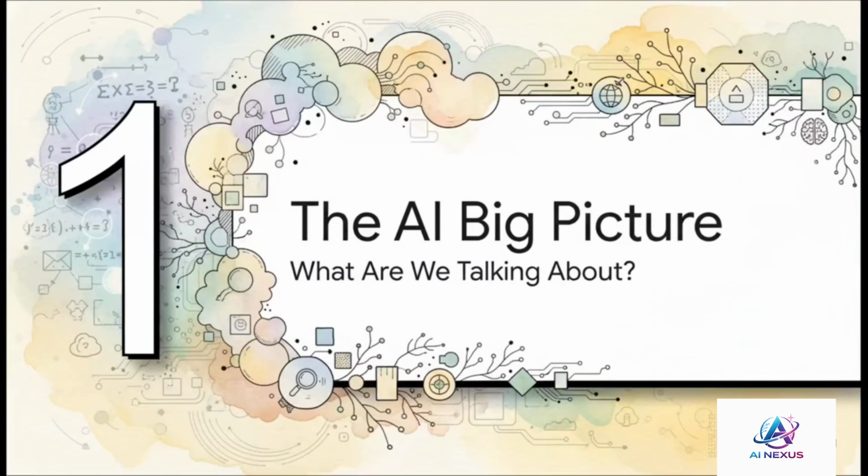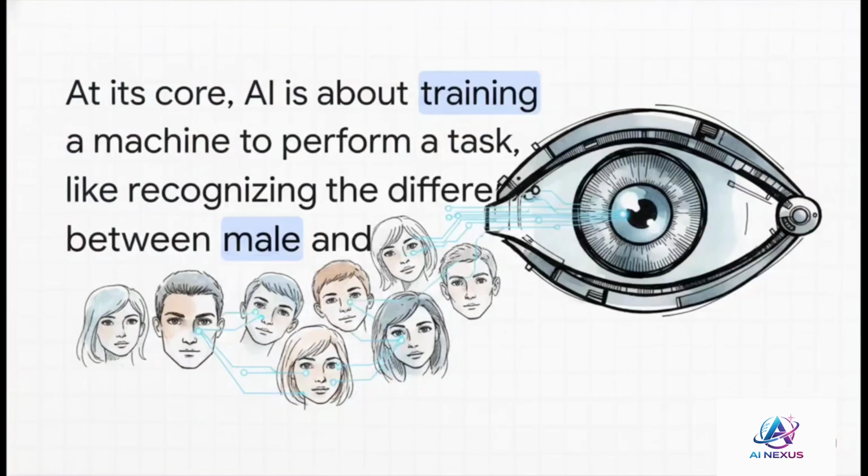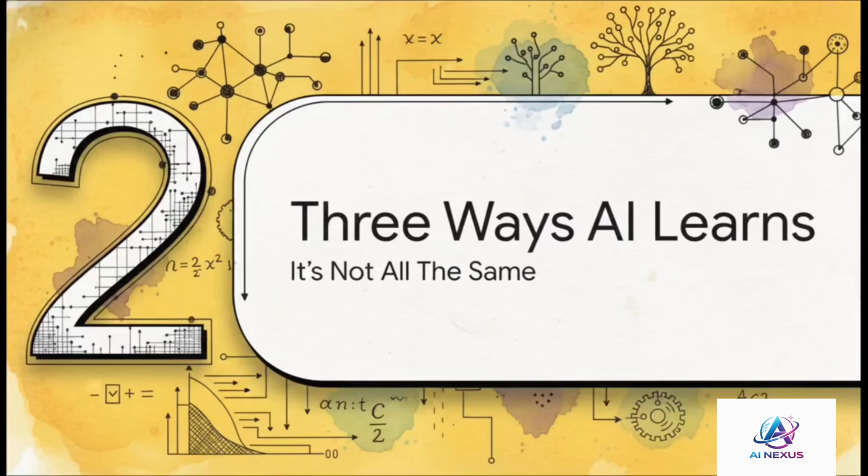Okay, first up, the AI big picture. I mean, what are we really talking about when we say AI? Let's start with a really simple real-world task to get us grounded. At its very core, AI is about teaching a computer a skill. Imagine trying to get a machine to do something very human, like just looking at a photo and deciding if the face is male or female. The goal here isn't just to follow a bunch of rigid instructions, it's to learn a pattern. But how on earth does a machine learn something so nuanced? Well, that question leads us perfectly into our next section.